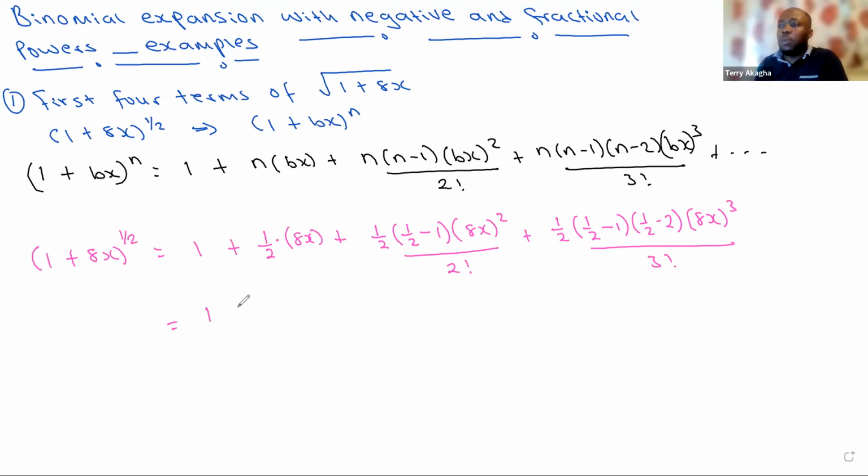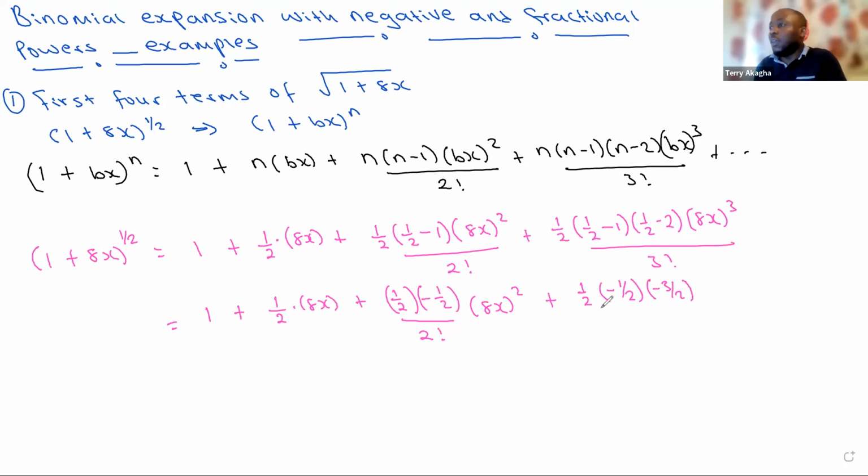So it will be 1 plus. If you want to open the bracket for each of them, you can do it, or you can try to simplify. So let's simplify a bit first. Times 8x plus 1 over 2, half minus 1 is going to give you minus half, divided by 2 factorial, 8x raised to the power 2, plus 1 over 2 times minus half, then half minus 2 is going to give you minus 3 over 2, divided by 3 factorial, 8x cubed.